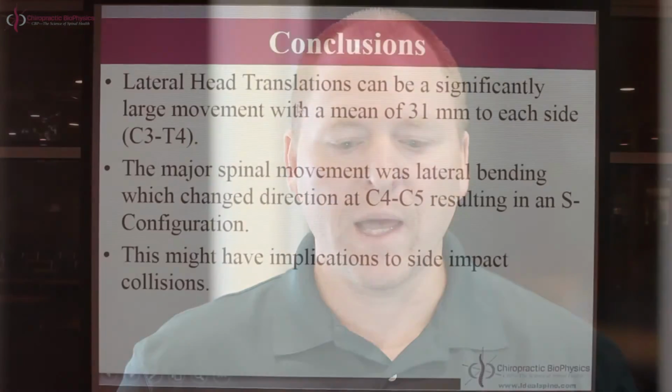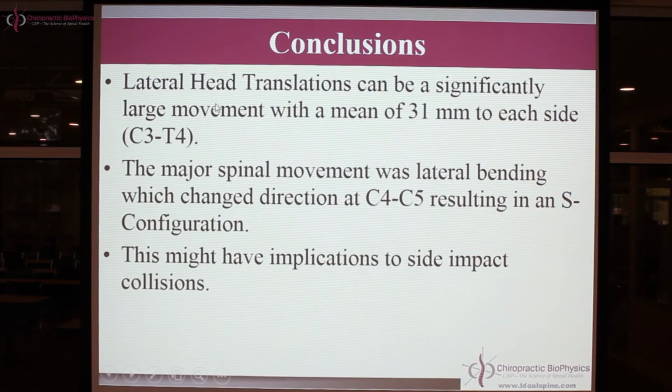So, conclusion from our research project, with some clinical things thrown in. I went through the clinical side of it because I want to make it relevant to you and not just look at data from the project. Lateral head translations can be a significantly large movement, a mean value of 31 millimeters to each side. Now that's from C3 to T4. If I go up to C1 or C2, it's likely going to be a few more millimeters, like 35 millimeters.